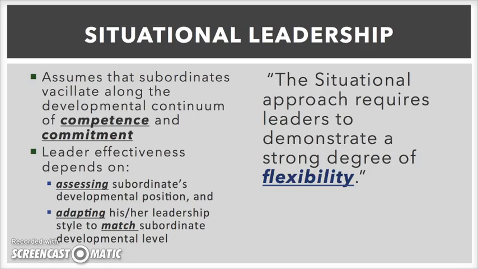This approach assumes that subordinates will vacillate along a developmental continuum of competence and commitment, and we'll address that a little bit more shortly. But leader effectiveness under this approach depends on first assessing the subordinate's developmental position. So what is their competence? What is their commitment? And then adapting his or her leadership style to match that developmental level. And I will show you how this all comes together. But the key concept here is that it requires a great degree of flexibility among leaders.